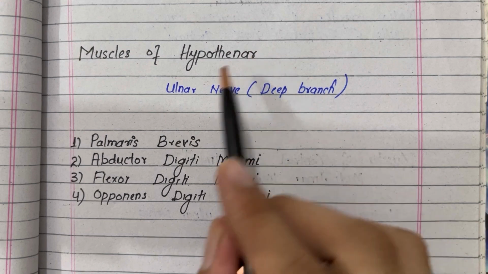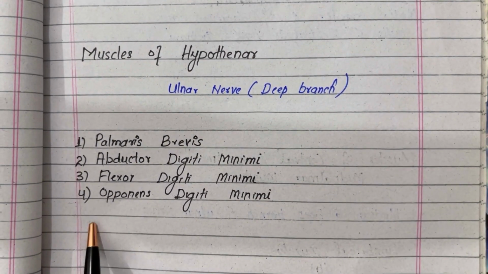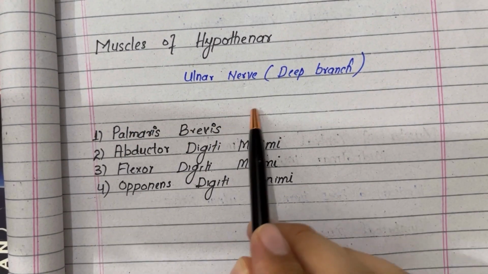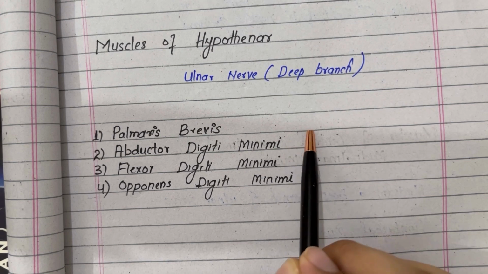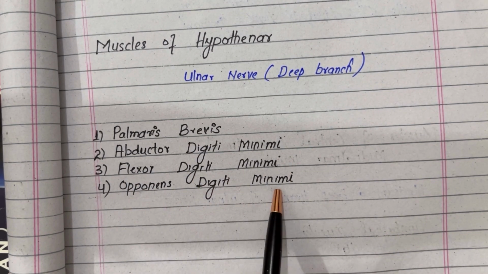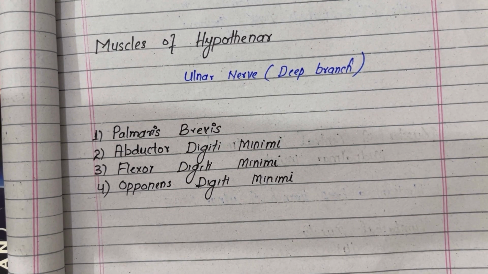So overall, these muscles are innervated by the deep branch of the ulnar nerve, and here it consists of the four muscles: the palmaris brevis muscle, the abductor digiti minimi muscle, the flexor digiti minimi muscle, and the opponens digiti minimi muscle. We will discuss the anatomy of each muscle in detail.